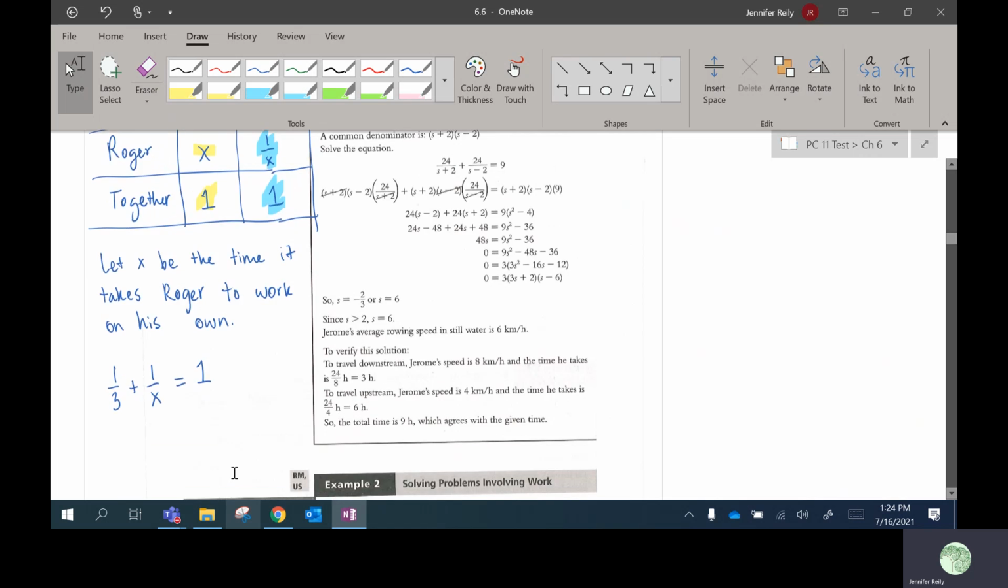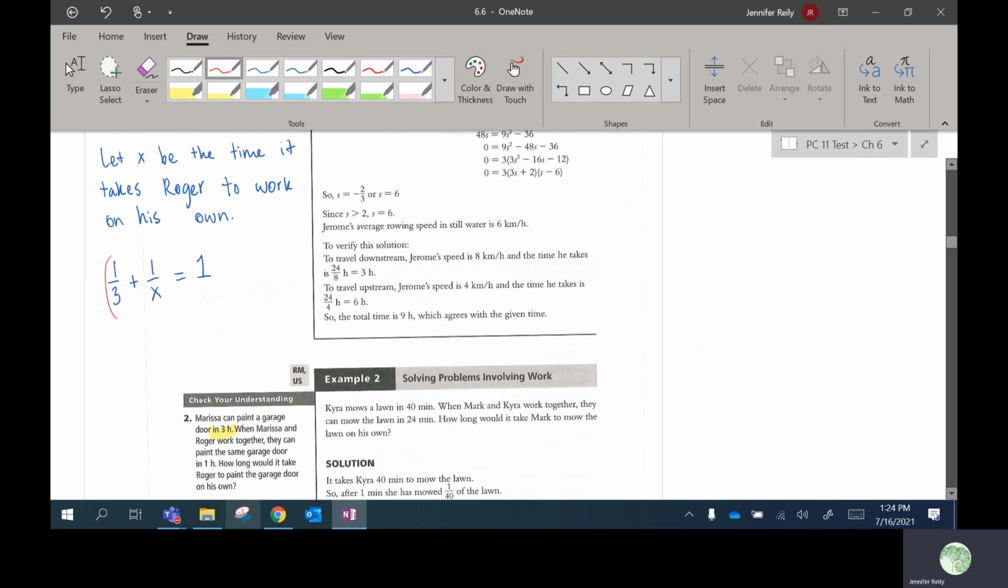Okay, let's solve this equation. Let's multiply by all the factors in the denominator. So multiply by 3x. So we'll get x plus 3 equals 3x. Move the x over to the other side. We get 3 equals 2x, and divide by 3. Divide by 2, not 3. Oh my gosh, what am I doing? Divide by 2. We get x equals 3 over 2, or 1.5.